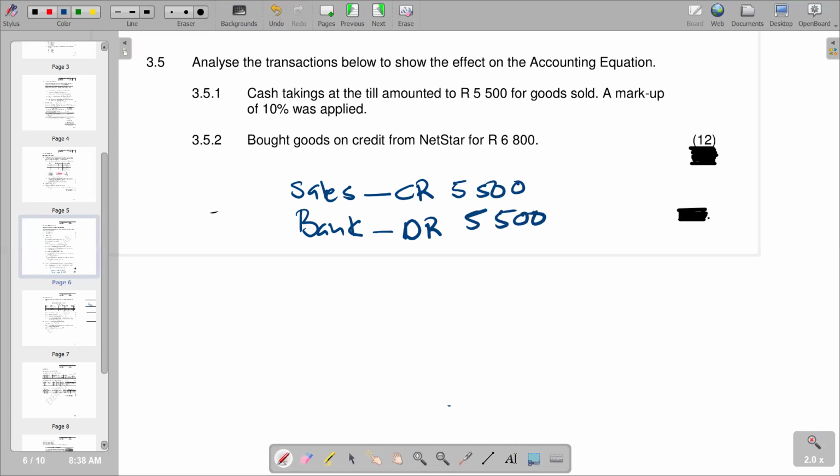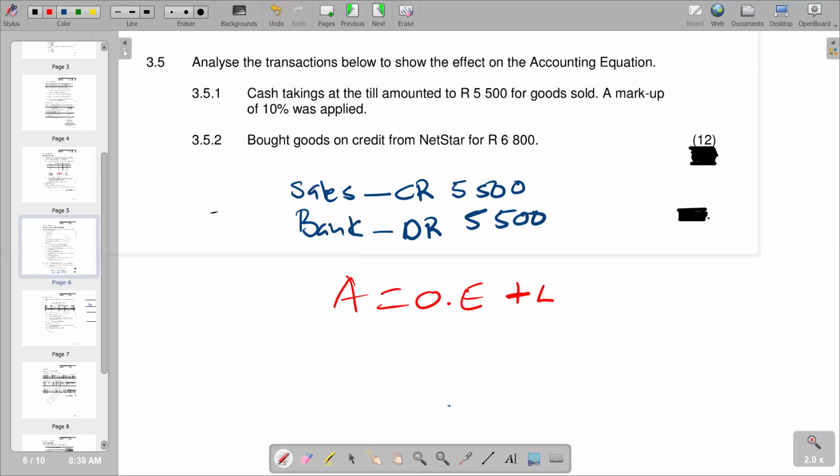So in this case now, what you are supposed to know is, for each and every entry that you've made, what effect there is on the accounting equation. Remember, our accounting equation is set as assets equals owner's equity plus liabilities. So basically, that's what we have in terms of our accounting equation.